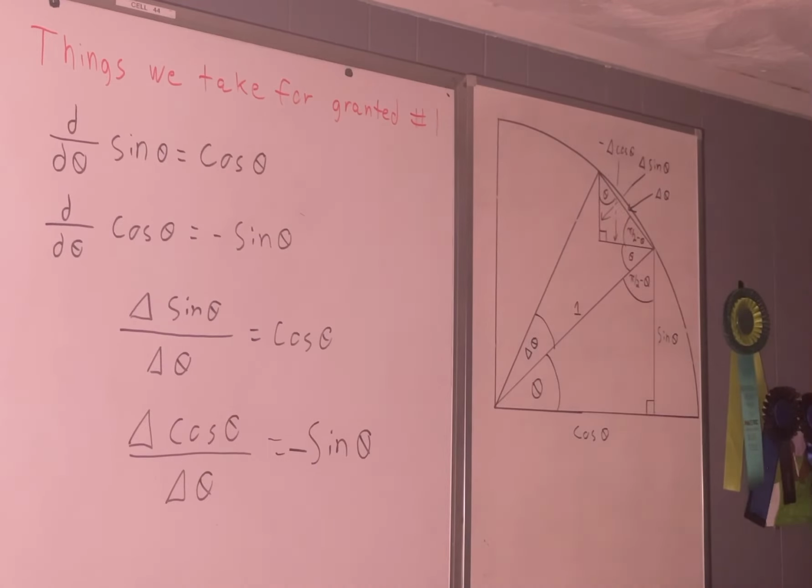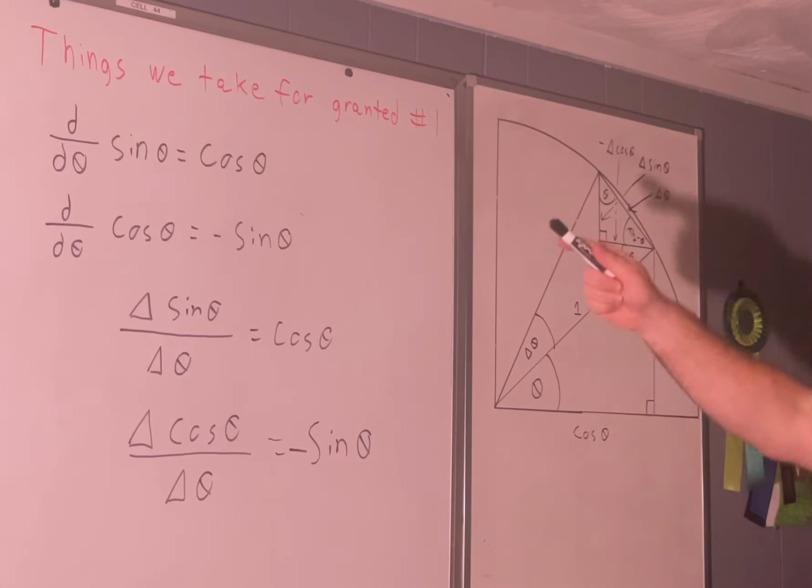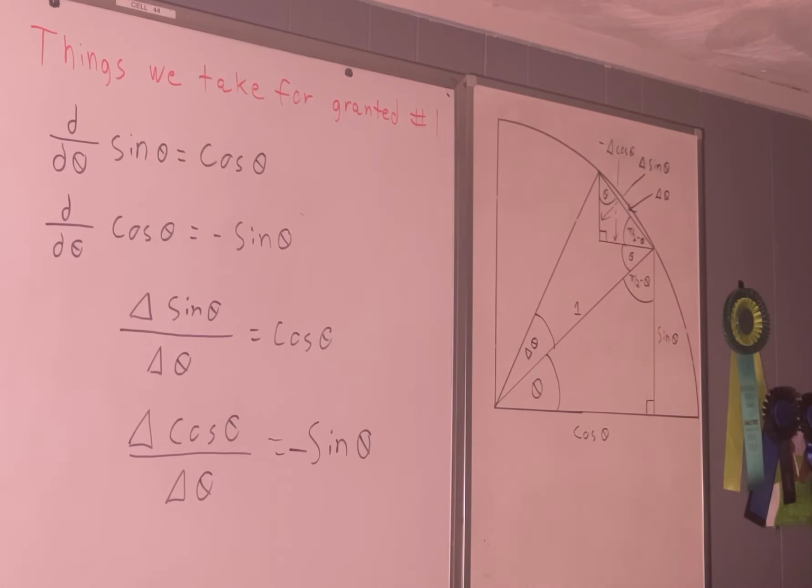So that's it. There's the visual proof of why the derivative of sine theta is equal to cosine theta and why the derivative of cosine theta is equal to negative sine theta.